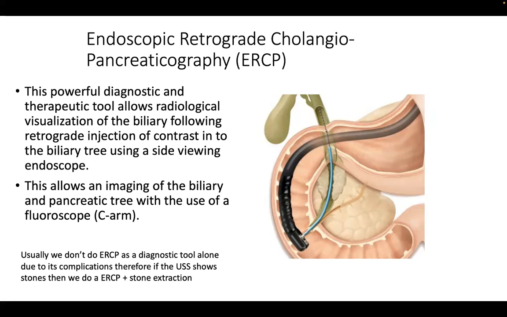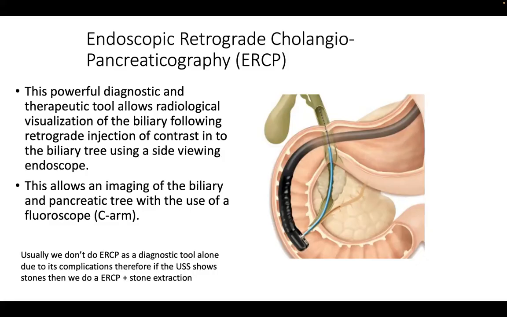So this allows for imaging of the biliary and pancreatic tree, which uses a fluoroscope, that's a C-arm. During the appointment, some groups got to see how an ERCP was done. Basically you use a C-arm and get images, and that helps you visualize. Now, ERCP comes with its complications.